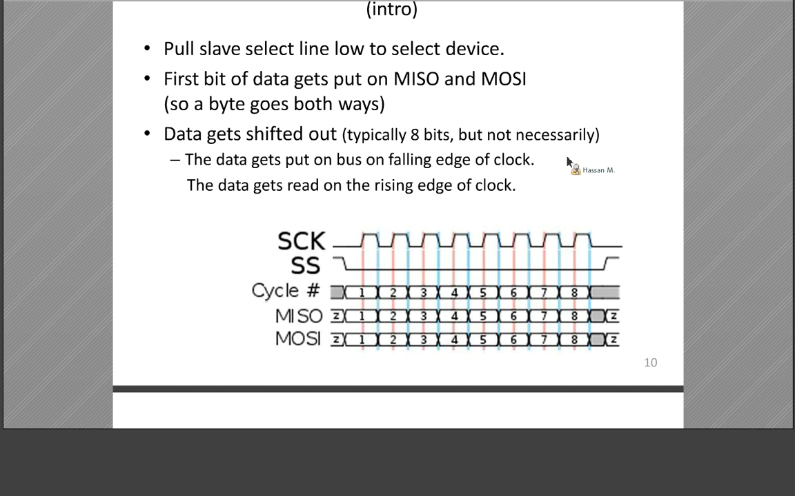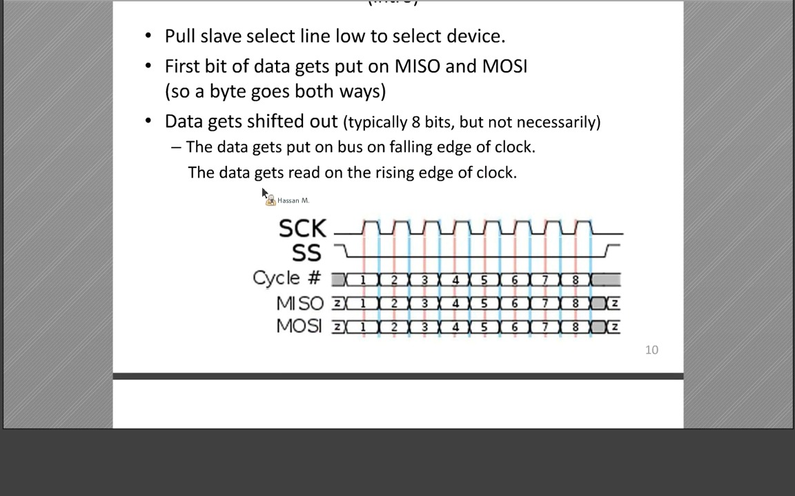Data gets shifted out, typically 8 bits, but not necessarily. Maybe 7 bits, maybe 9 bits. Here we see the slave select is in low situation. Okay, a slave is selected. Serial clock. Here is clock 1, 2, 3 to 8, and these are the data on the data lines from MISO or MOSI. Bit 1, bit 2, bit 3 to bit 8.